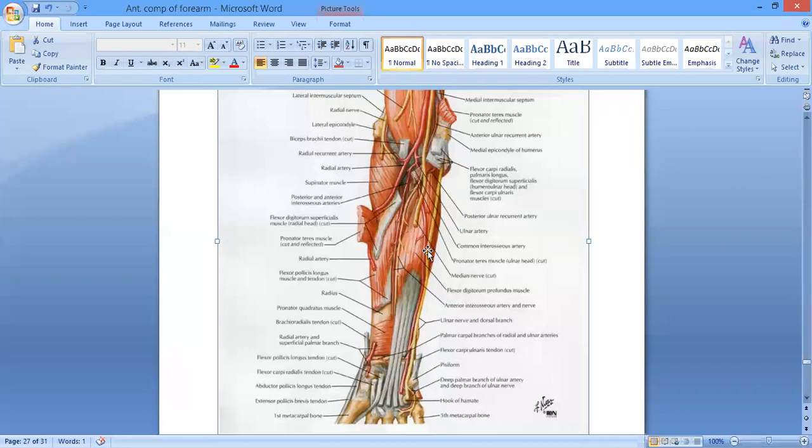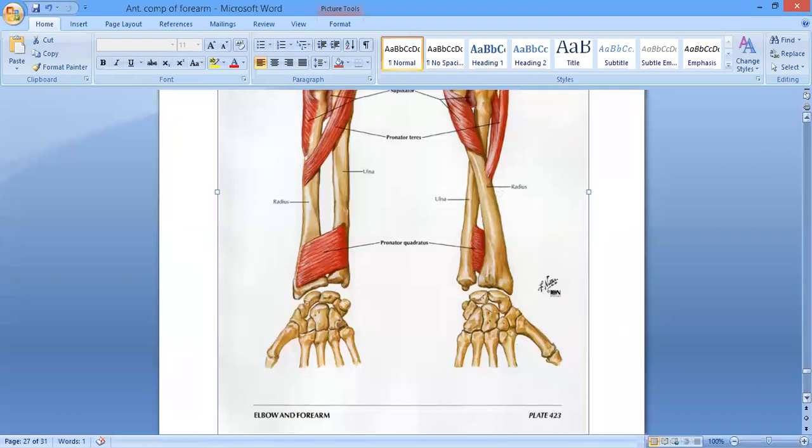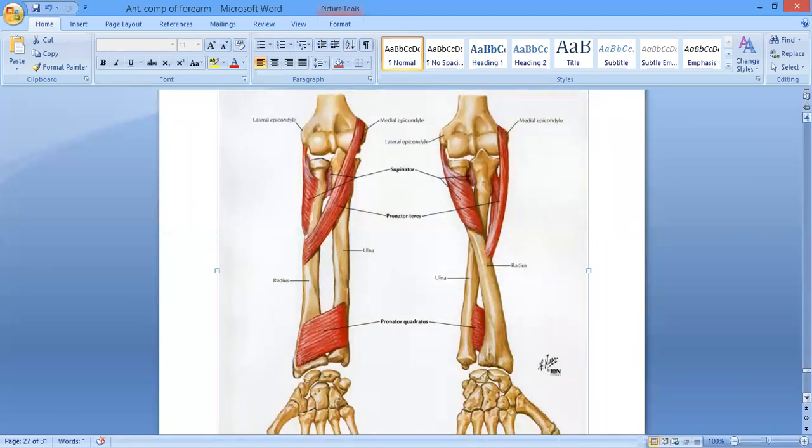So as far as the muscles are concerned, remember the superficial group muscles, all the superficial muscles, right? They are basically getting origin from the anterior aspect of the medial epicondyle of the humerus, and that's why it is also called the common flexor origin, right? So the superficial group of flexor muscles are getting origin from the anterior surface of the medial epicondyle of the humerus. That's what is also called the common flexor origin.